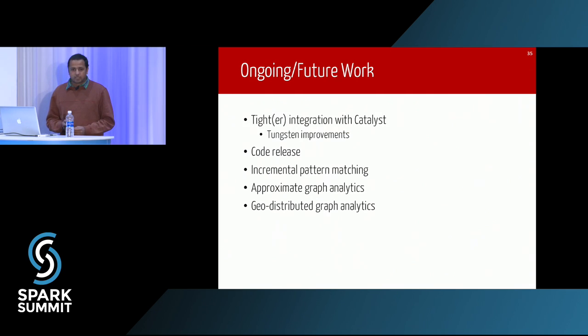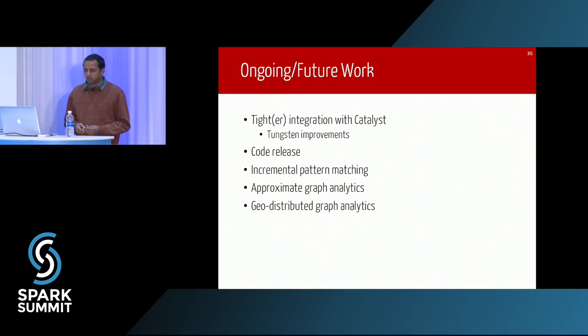So to talk a bit on the ongoing work and future work, we are working on more tighter integration with Catalyst. Especially we are looking at Tungsten improvements, because right now we are not taking advantage of all the Tungsten improvements because we use our own data structure. We are working towards creating a Jira for code release.